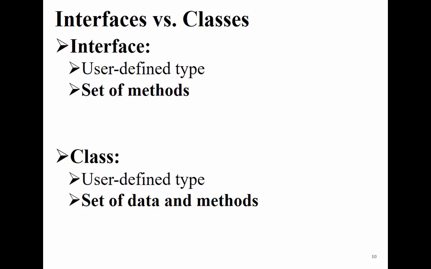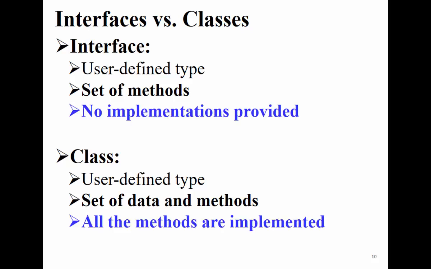In the interface, you have a set of methods without implementations, just the header of the method. Now, in the class, you have data and you have methods, and the methods are implemented inside the class. So again, there's no implementation for the set of methods inside the interface, while on the class, you cannot leave any method without implementation.